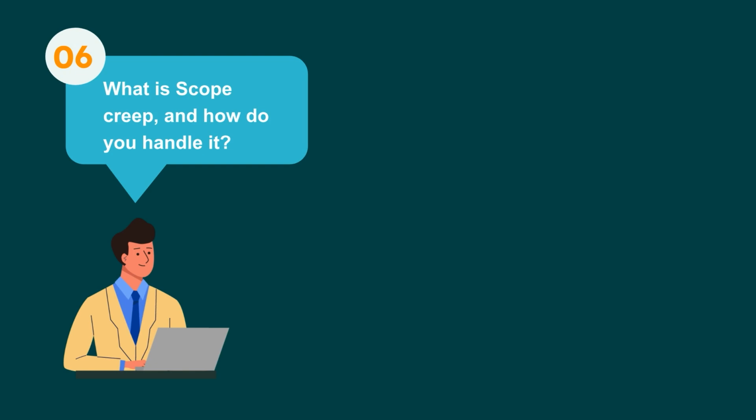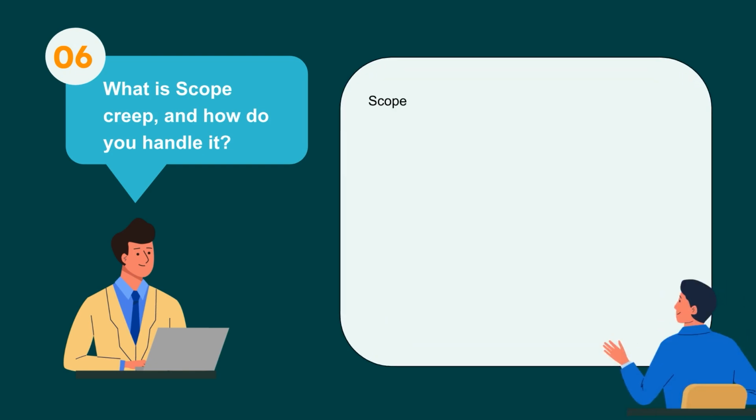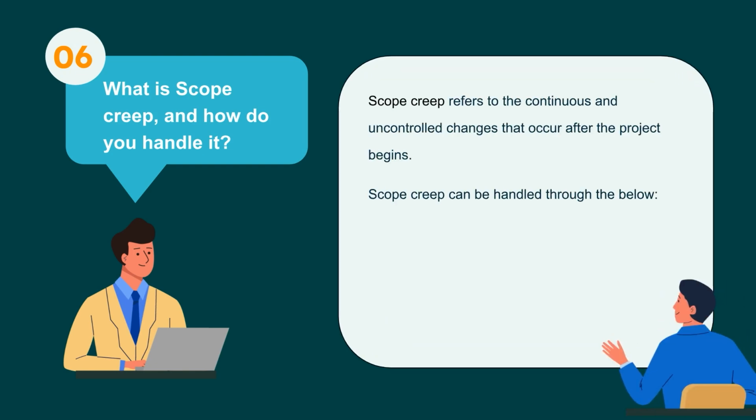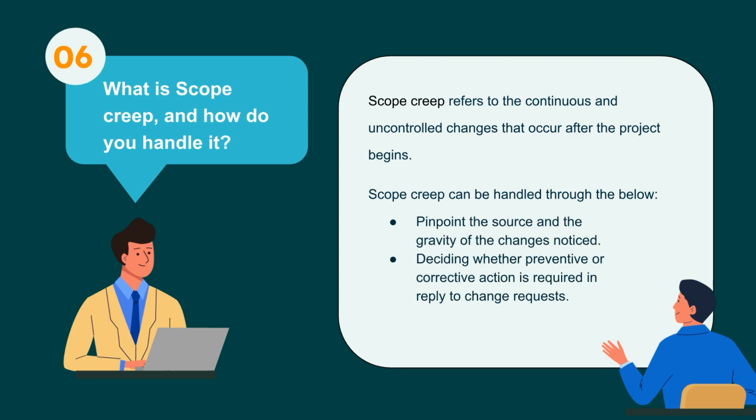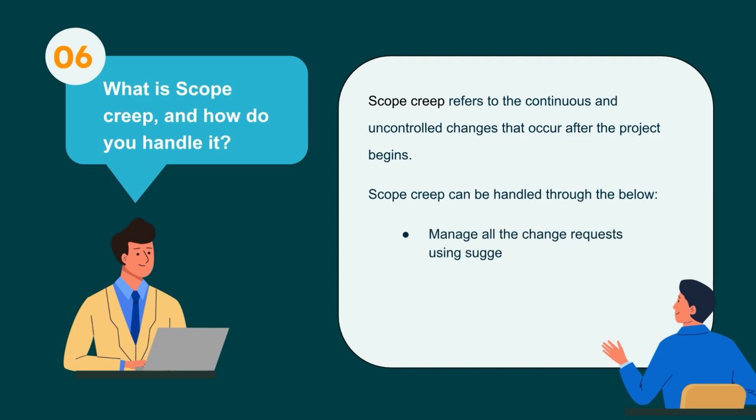6. What is scope creep, and how do you handle it? Scope creep refers to the continuous and uncontrolled changes that occur after the project begins. Scope creep can be handled through the below: monitoring the project progress and establishing a baseline scope. Compare actual work performance metrics to baseline scope using variance analysis. Pinpoint the source and the gravity of the changes noticed. Deciding whether preventive or corrective action is required in reply to change requests. Manage all the change requests using suggested actions using the Perform Integrated Change procedure.